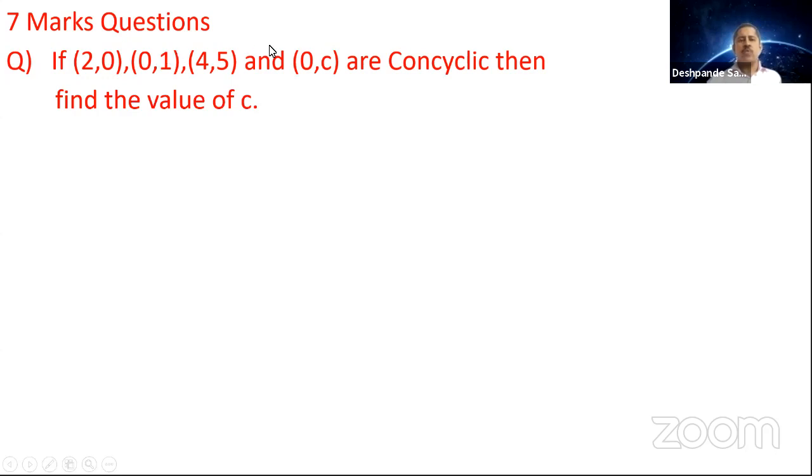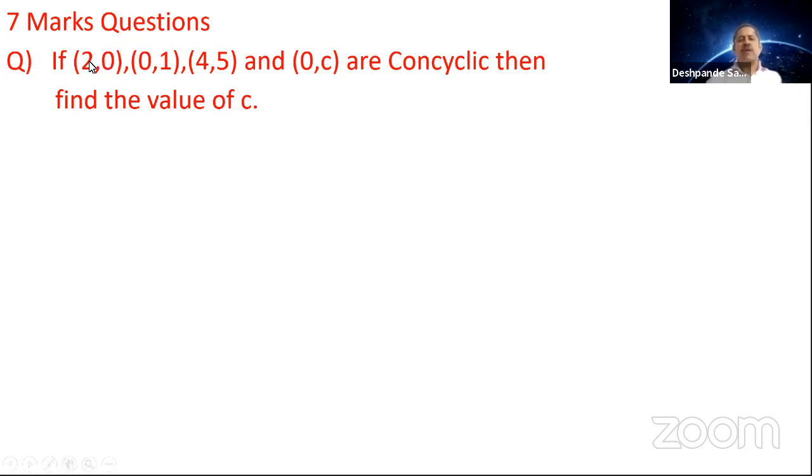Right? So all these 4 points are lying on the same circle. Once they are lying on the same circle, you're going to find the value of C. So what is the method of solving it here? Take the first 3 points, (2, 0), (0, 1), and (4, 5), and form an equation of circle. After getting the equation of circle, substitute the fourth point, which is (0, C), in that equation of circle, and you get the value of C, right?